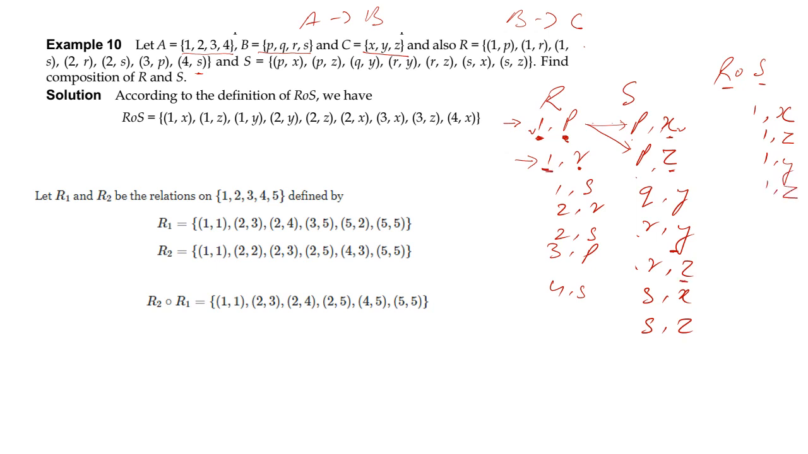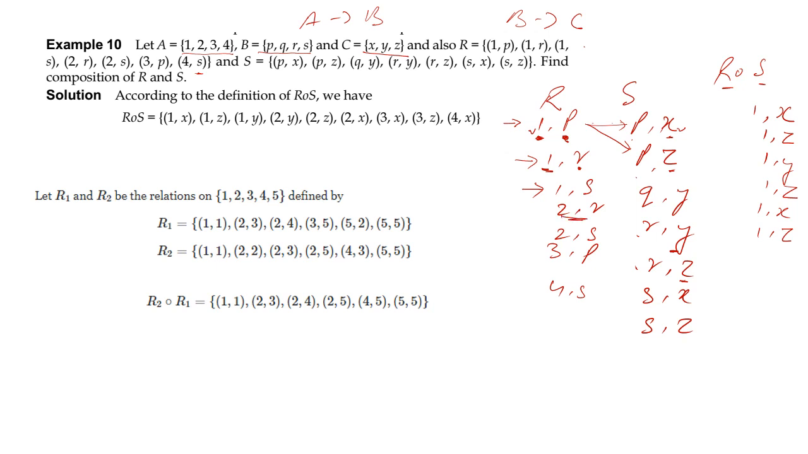I'll get 1 comma Z. Right? I already have 1 comma Z, but I suggest at this step, you just simply go on listing the pairs. Next, 1S, I can see SX and SZ. So it will give me 1 comma X and 1 comma Z. Irrespective of whether it is giving me duplicated pairs, do not try to focus on that right now.